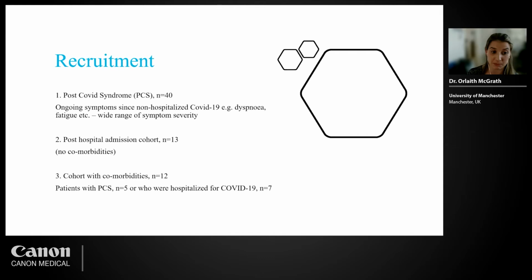Then our second cohort, the secondary outcome we looked at, was the post-hospital admission cohort. So we have 13 patients in this, and we will add to these cohorts, and we ruled out anyone who had any underlying health conditions. And then our third cohort, we have 12 patients here, and they all had comorbidities such as diabetes or hypertension. So 5 of these patients had post-COVID syndrome, and 7 were hospitalized for COVID-19.